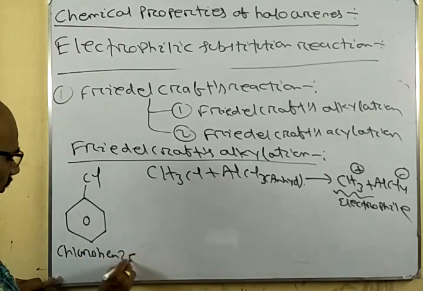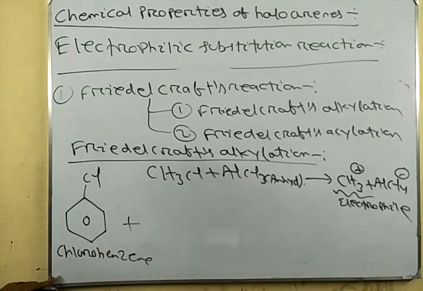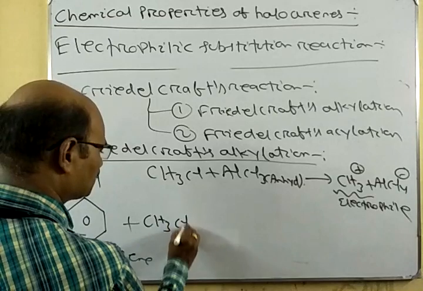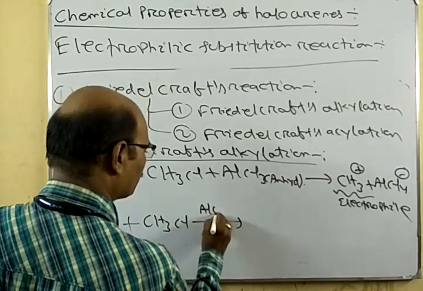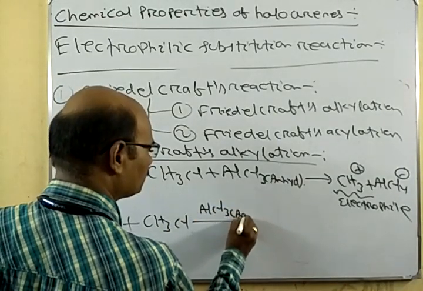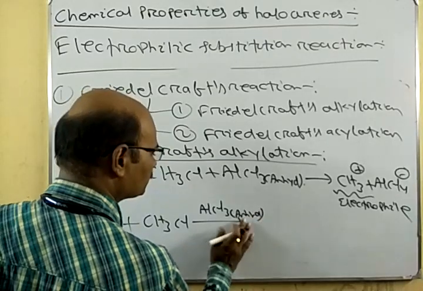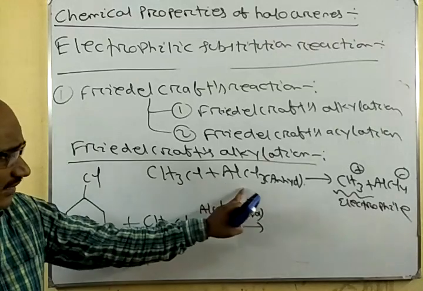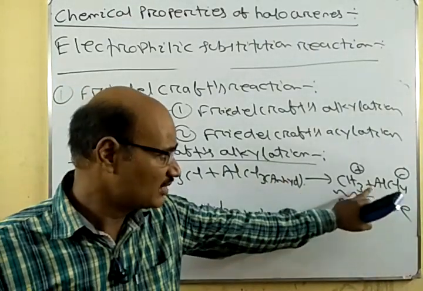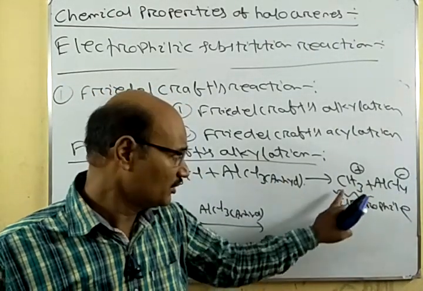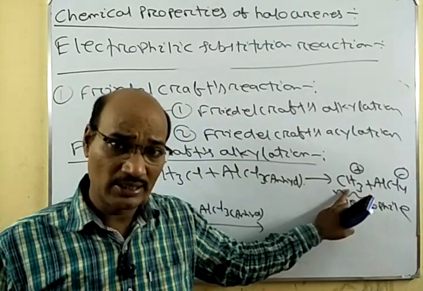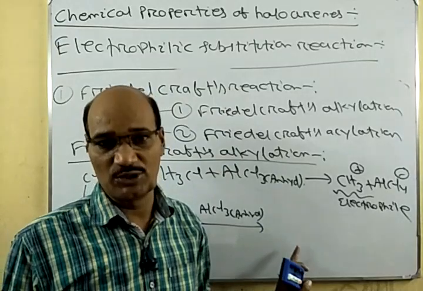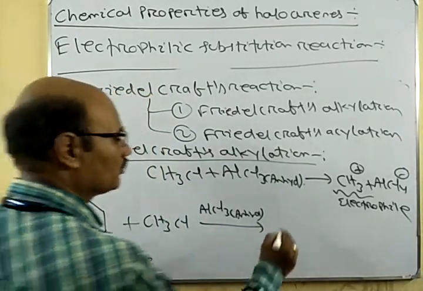Now when I have chlorobenzene plus CH3Cl and anhydrous AlCl3, which I have already done, CH3Cl and AlCl3 will give CH3+ plus AlCl4-. So here CH3+ is the electrophile, and this CH3+ will be attached at the ortho and para positions. So what will we get?